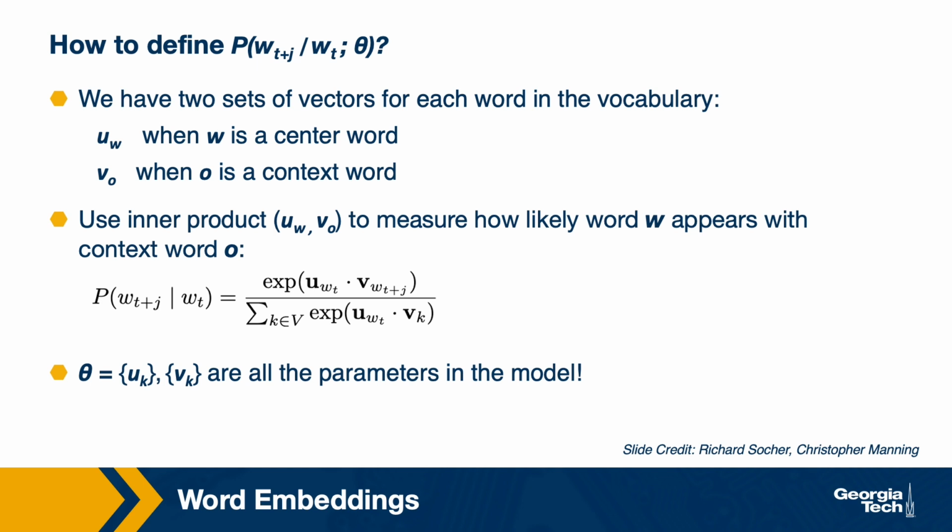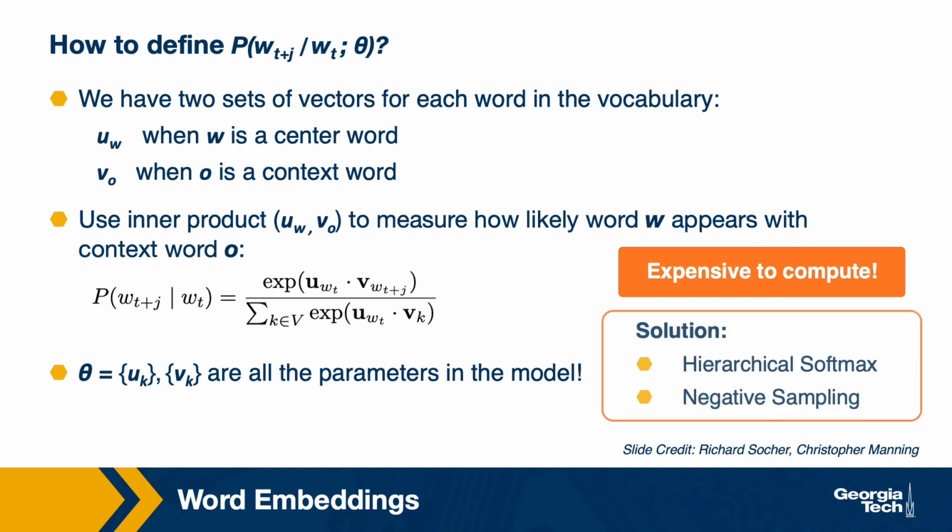So we can do stochastic gradient descent on the softmax function. But the problem is that it's very expensive to compute, because the size of the vocabulary is very big, usually tens of thousands or hundreds of thousands, making it impractical to compute. So there are two solutions. One is to use hierarchical softmax, and the other is to use negative sampling.